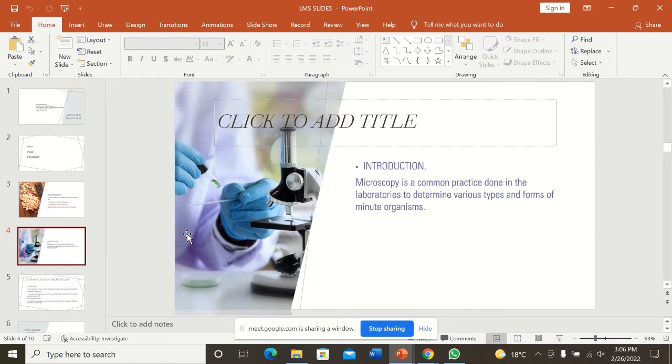Good, Riziki. That's a good trial. Now, in our introduction, I'll define what is microscopy. It is a common practice done in the laboratories to determine various types and forms of minute organisms. Examples of these are bacteria, viruses, and fungi.